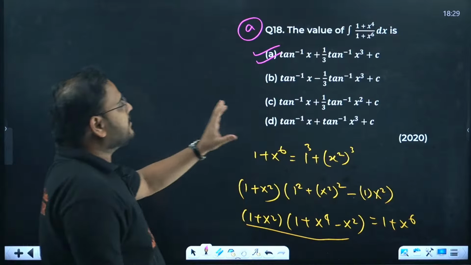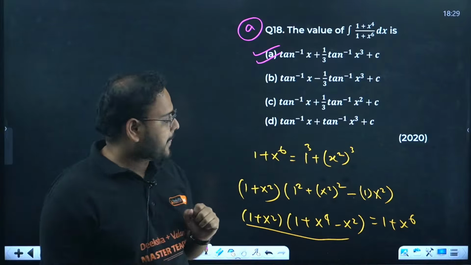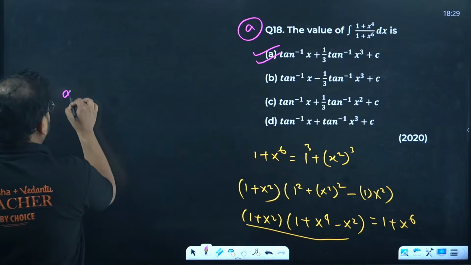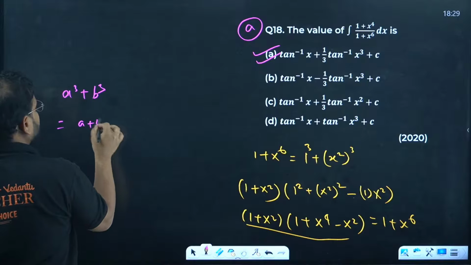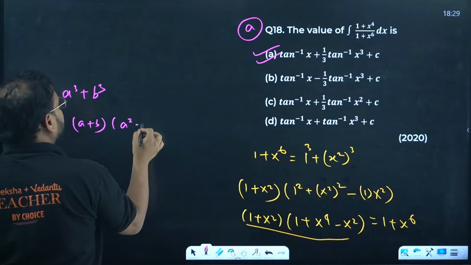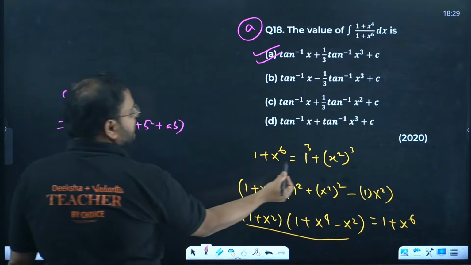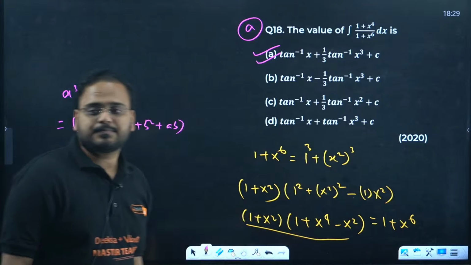So basically we can see the identity in the denominator as 1 plus x power 6. This can be written as a cube plus b cube. We have a formula for a cube plus b cube: (a plus b)(a square minus ab plus b square). In this case your a value is 1 and b value is x square. So write that a cube plus b cube expansion.